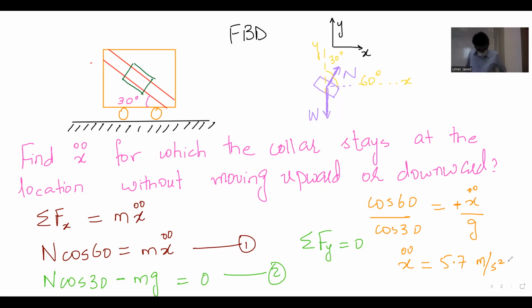Sure, can I ask something? 100% yes. Why is there no acceleration in the y direction? Because the whole cart is not going up or down, right? The collar is not going up and down. That's what it says, without moving. That's why we don't have a y acceleration. But the collar only has an x double dot because it is sitting on the cart that is going in that direction. The whole thing is going in x double dot.